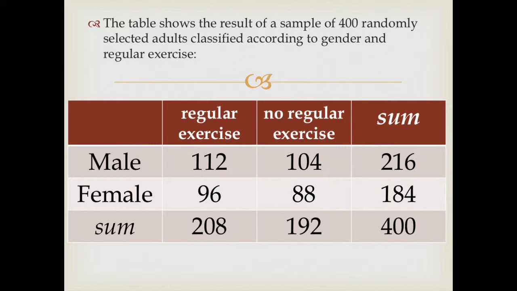What we want to do now is figure out what the numbers would look like if we did this experiment again. What would we expect these four numbers to be? And we're going to calculate those using the formula from the last table and our sums from this table.